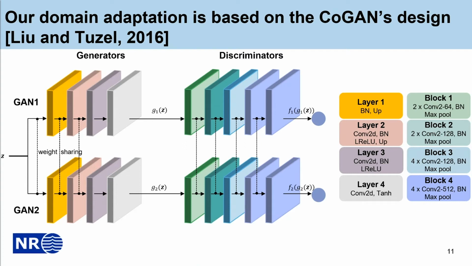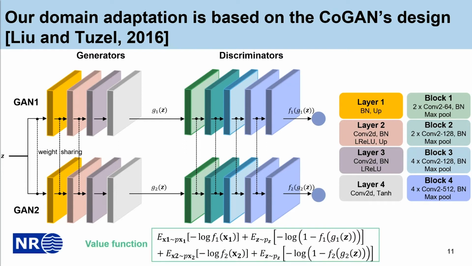As done in the original Liu and Tuzel paper, what we do is that we tie the weights of the first few layers of the generative models, and we also tie the weights of the discriminative models. Finally, we can solve a minimax problem by using the following value function that appears at the bottom of the slide. And just one comment is that the weight sharing allows to learn a joint distribution of images without corresponding supervision.